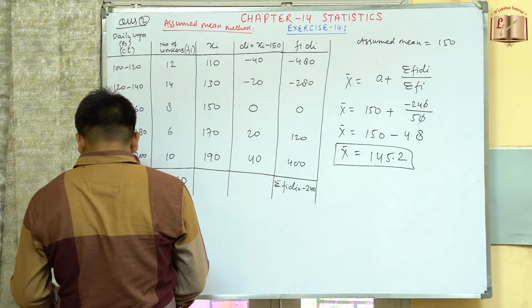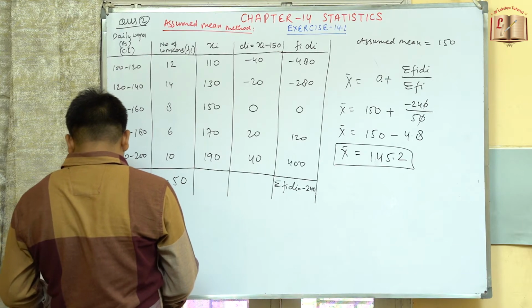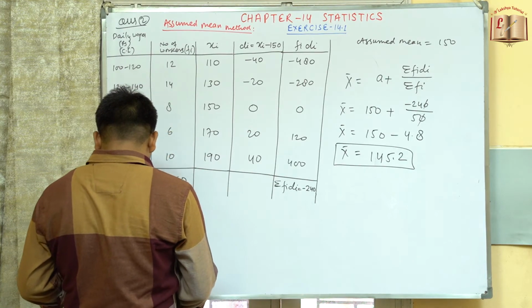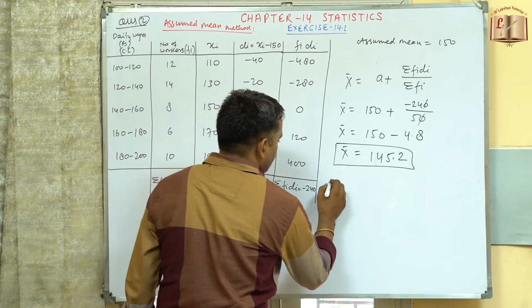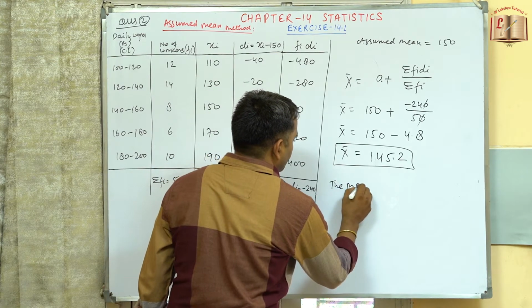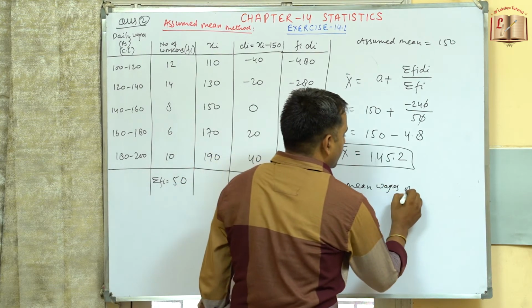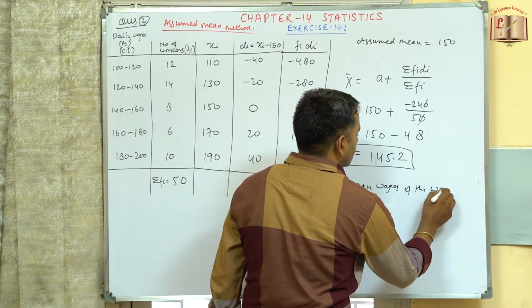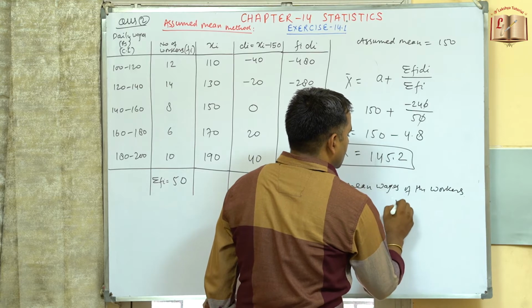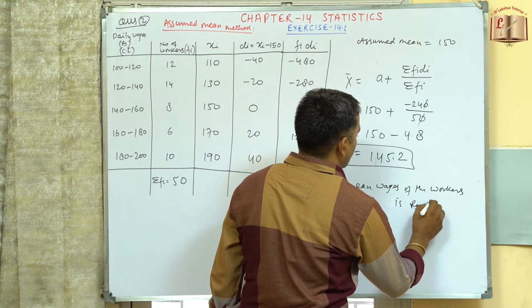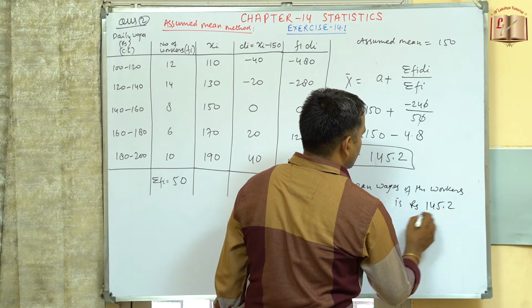So we got the average wages. So what was given, we can write it. So this is the mean wages of the workers. So we can write the mean wages of the workers is rupees 145.2.